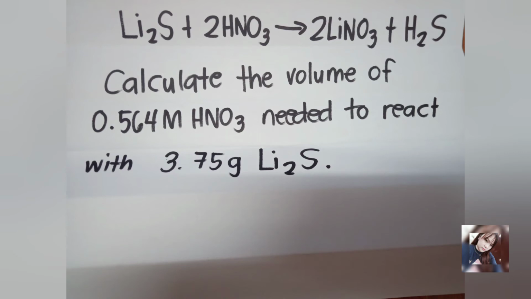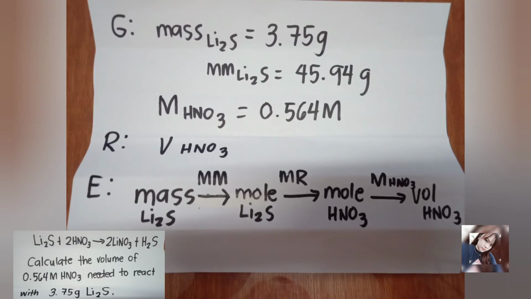We have to calculate the volume of 0.564 molar nitric acid needed to react with 3.75 grams of lithium sulfide. Based on the problem, we have given the mass of lithium sulfide, which is equal to 3.75 grams, and we have calculated its molar mass earlier, which is 45.94 gram per mole, and the molarity of nitric acid, which is equal to 0.564 molar. The unknown or required value will be volume of nitric acid. So basically, we're going to have the mass to volume conversion.